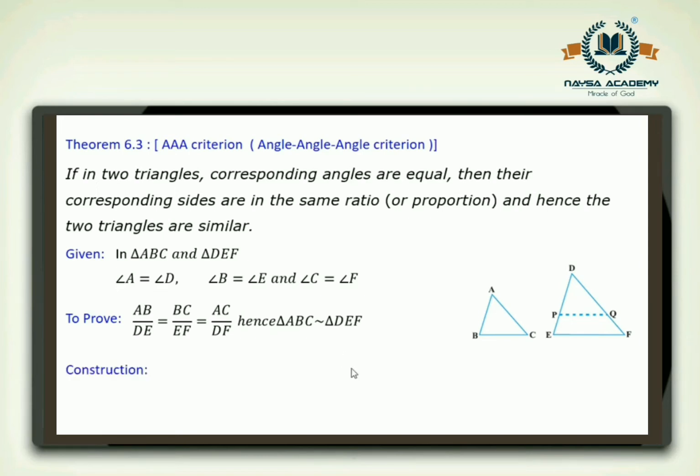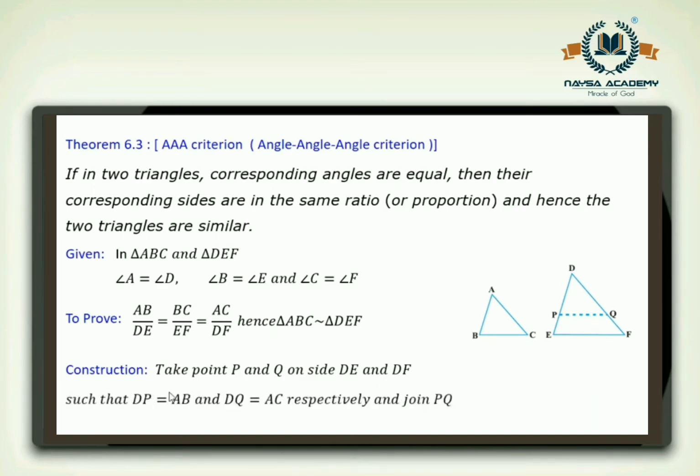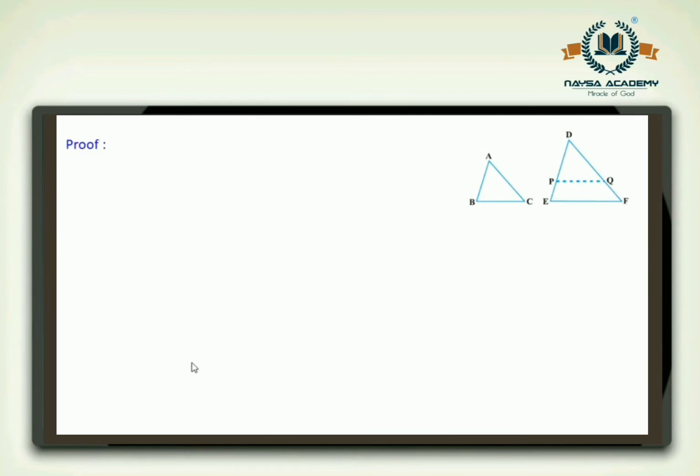Now for this we will do a small construction. We take points P and Q on sides DE and DF in such a way that DP equals AB and DQ equals AC, and we join PQ. Now let us see how we prove. We have to keep in mind what we have to prove. We have to prove that the ratio of corresponding sides are equal, right?